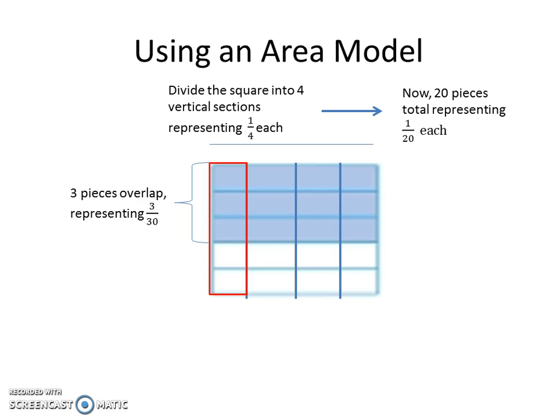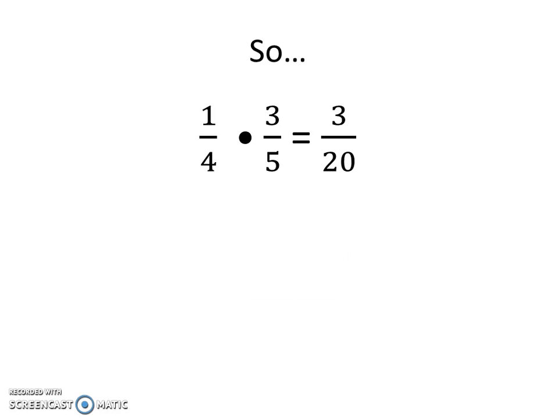So to find 1/4 of 3/5, we look at the red rectangle, which represents 1/4, and we look at what overlaps. What overlaps are 3 pieces representing 3/20ths. Oops, that says 30, that should be a 20, representing 3/20ths. So 1/4 of 3/5, or 1/4 times 3/5 equals 3/20ths.